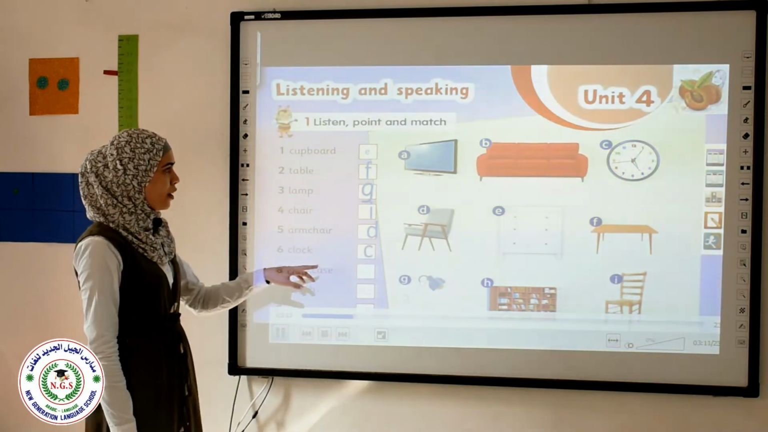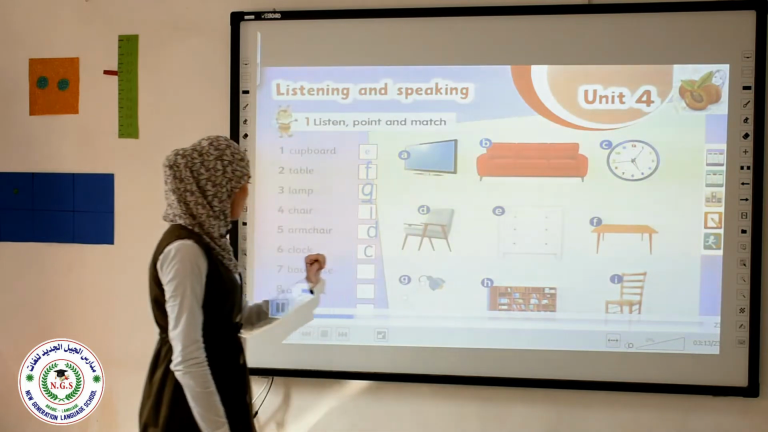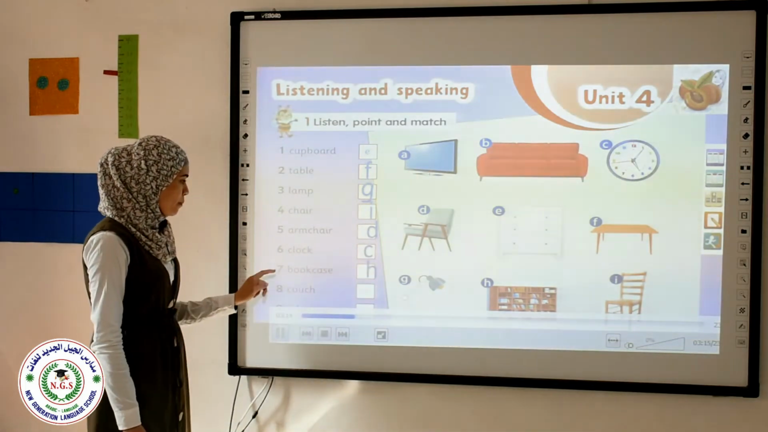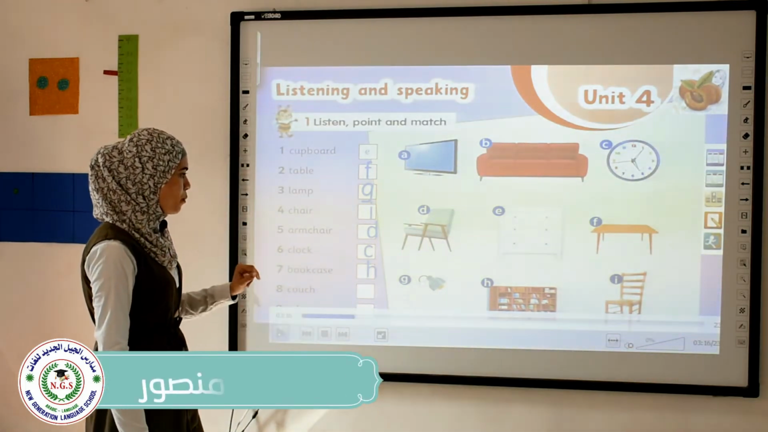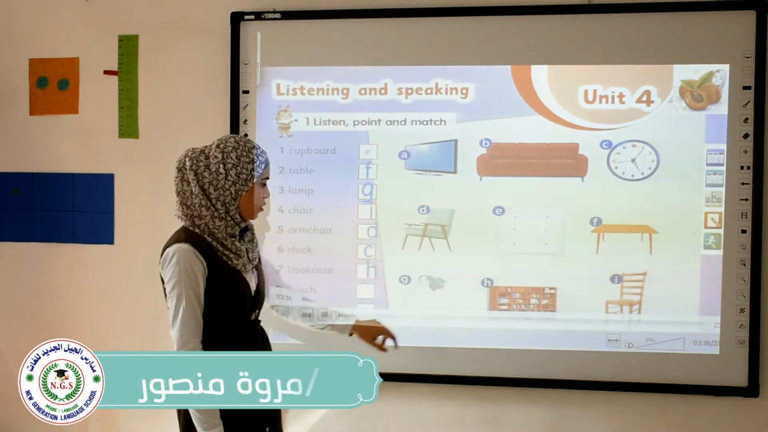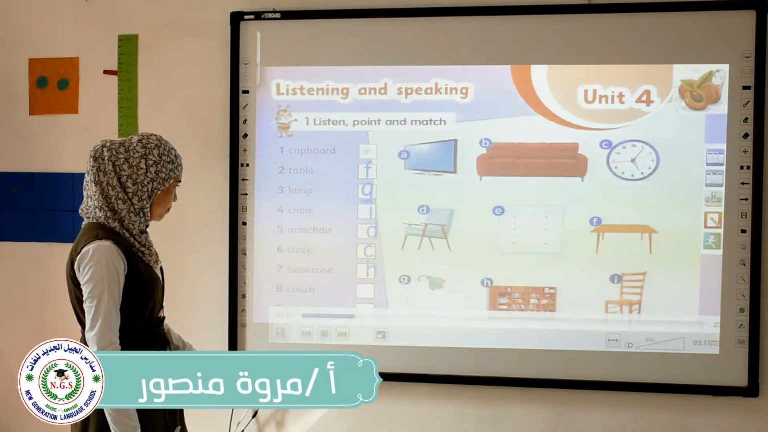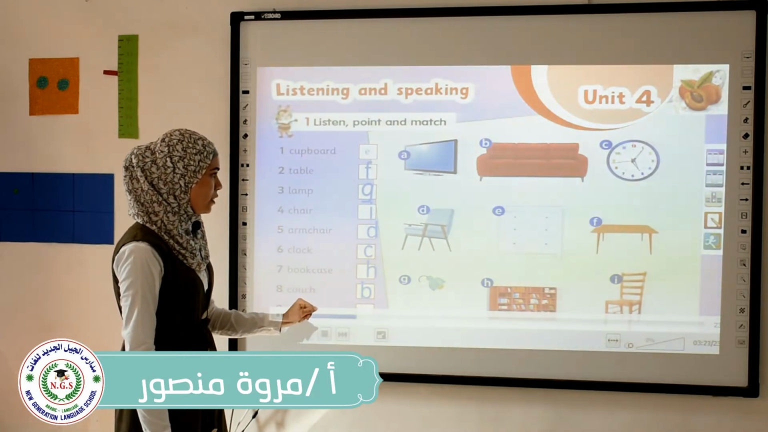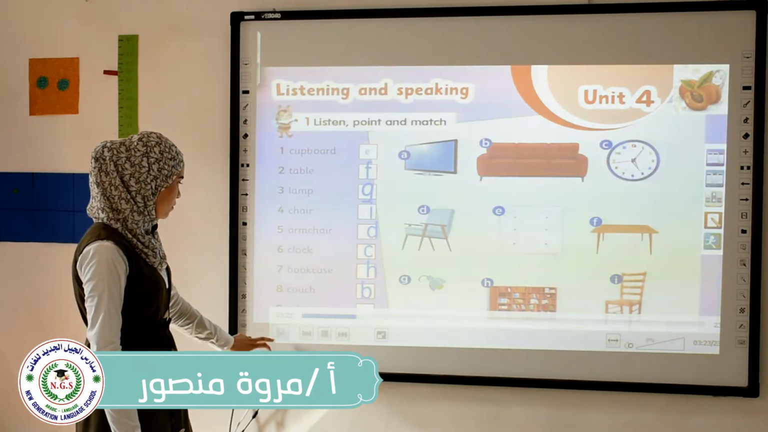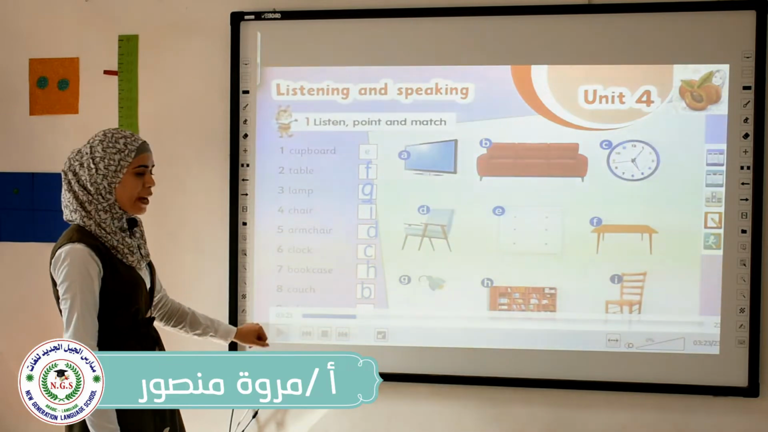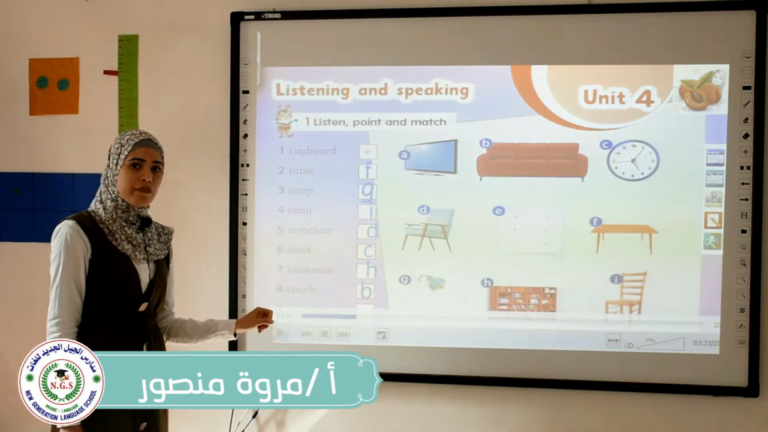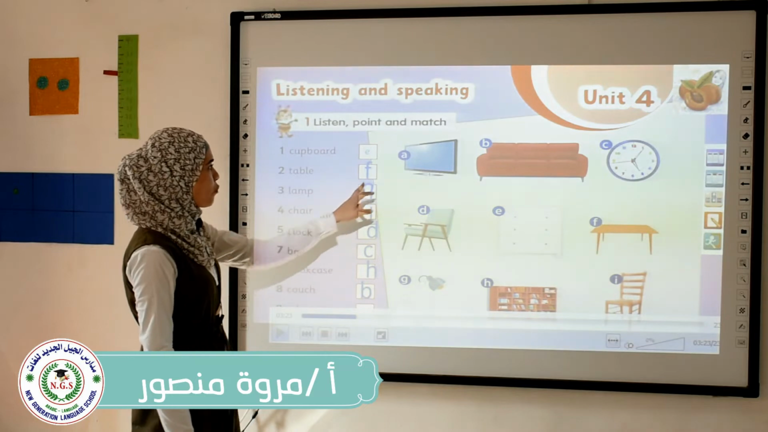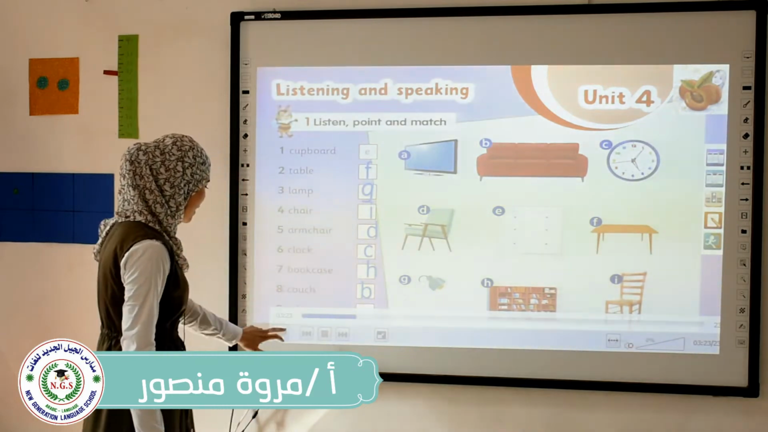Clock, letter C. Number 7, bookcase. Bookcase, where is the bookcase? Letter H. Couch, letter D. And the last one, we have number 9, we have television. Where is the television? Of course, we will write letter A.